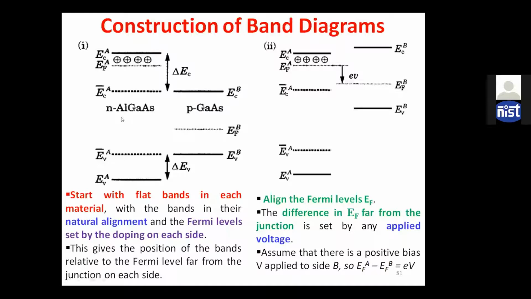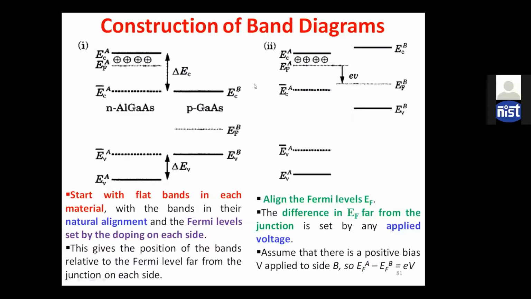So depending upon your doping, you just make a flat band, and let us take another energy, ECA bar, which is equal to ECA minus the band offset. You can find out the band offset from the delta Eg, because you know the band gap of this material A and B. Similarly, you make an EVA bar, which is equal to the EVA minus delta Eg. Then when you make the junction, the Fermi level will align.